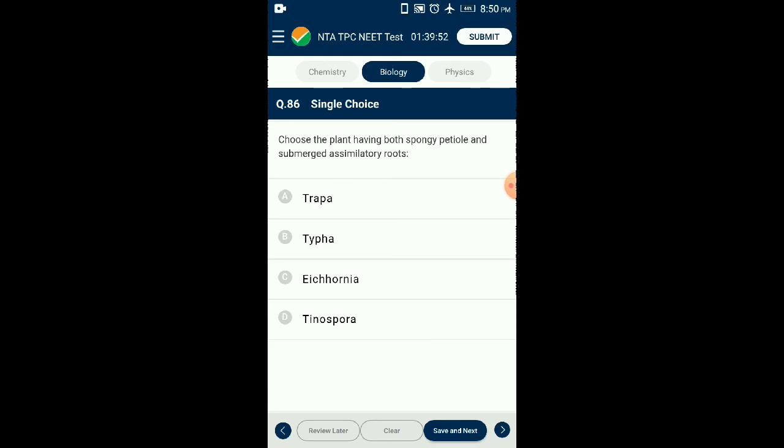Question number 86. Choose a plant having both spongy petiole and submerged assimilatory roots. Trapa develops parenchyma due to which the petiole becomes swollen and spongy, which helps the plant to float. Also, Trapa has submerged assimilatory roots which contain chlorophyll and synthesize carbohydrates from carbon dioxide and water. So the answer is option A, Trapa.